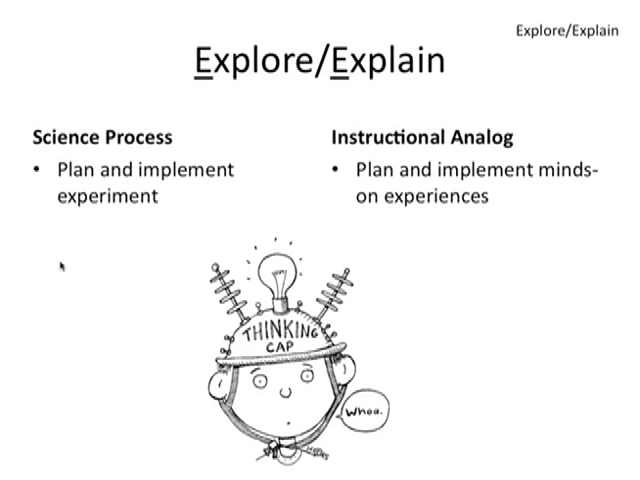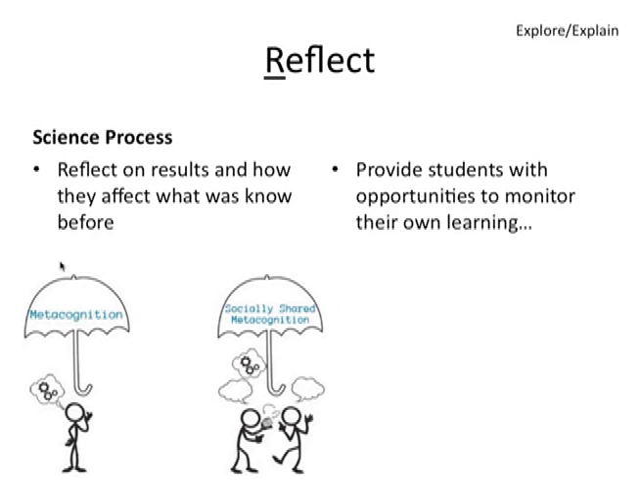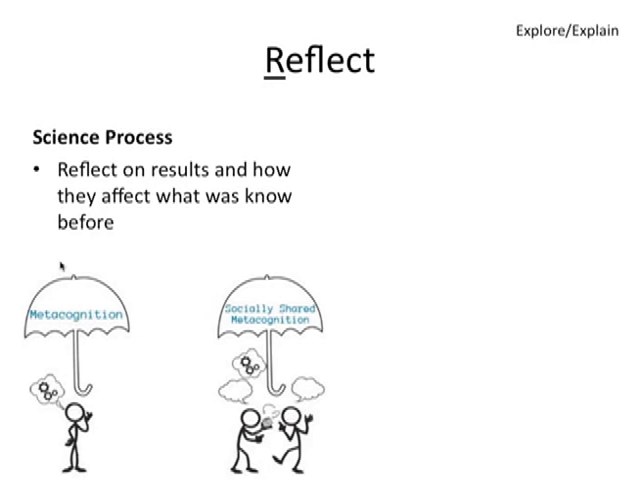The next phase of the sequence is to reflect. This is the part of the science process where we reflect on the results and how they affect what was known beforehand.